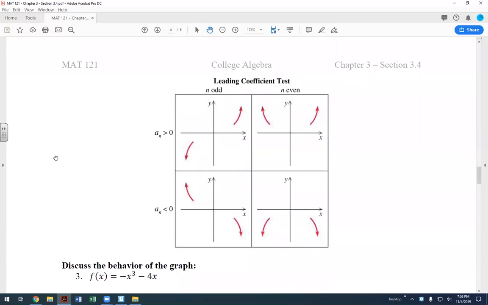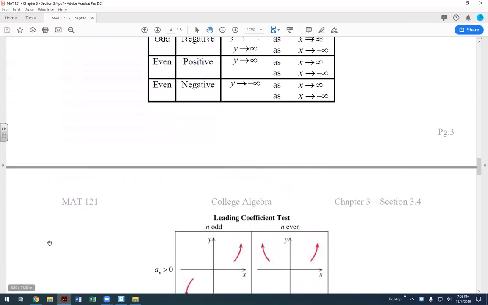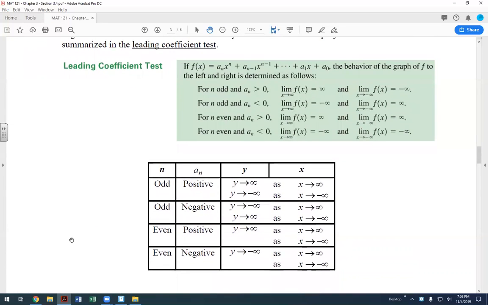You will also notice your textbook gives you a little graphical method to see: do I have a positive or a negative coefficient? Do I have an odd or an even exponent on my coefficient? So there are 3 different ways for you to see which method works best for you to try and remember what kind of leading coefficient test we are going to have.